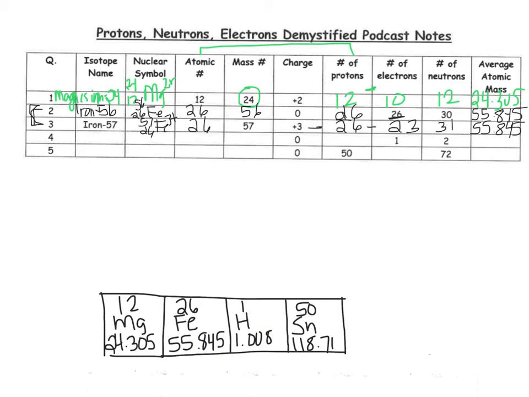Now this one's a little tricky. It doesn't give you a lot of information. It says it has 1 electron and 2 neutrons. If you don't know how many protons it has, how are you supposed to know what element it is? Well, it says that it has 0 charge. So that means protons equal electrons. So this is atomic number 1. And atomic number 1 is hydrogen. So this is hydrogen.